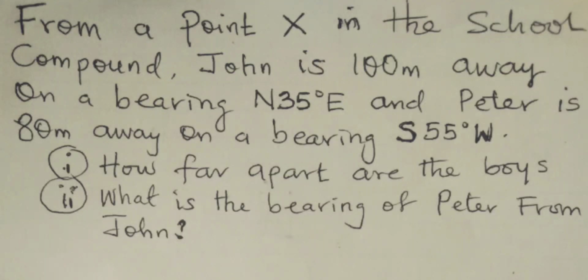From a point X on this school compound, John is 100 meters away on a bearing north 35 degrees east, and Peter is 80 meters away on a bearing south 55 degrees west. One, how far apart are the boys? Two, what is the bearing of Peter from John? So today we are going to answer the second question, which says, what is the bearing of Peter from John?